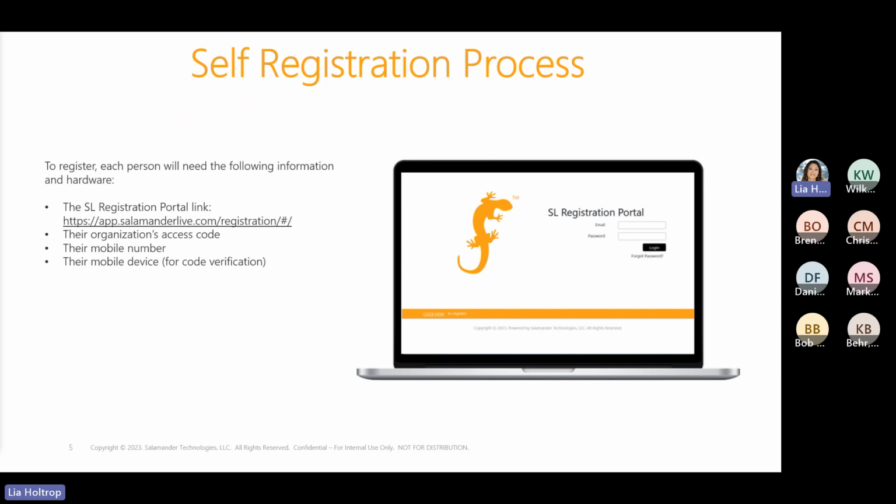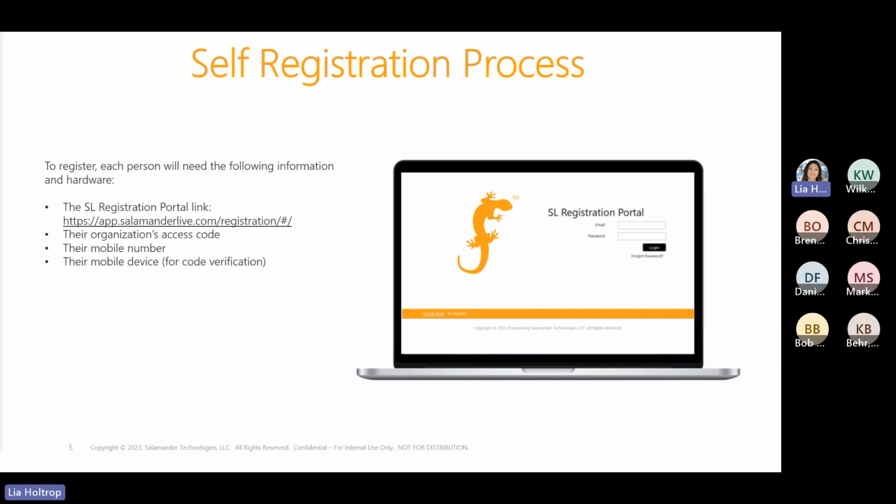So how does the self-registration process work? Well, for one, each person is going to need the following information and hardware. First things first, they're going to need the Salamander Live Registration Portal link. I have it right here. Again, this is going to be emailed to you by our ops team when you subscribe to this. You'll also need your organization's access code. Again, that's going to be in that same email with the portal link.